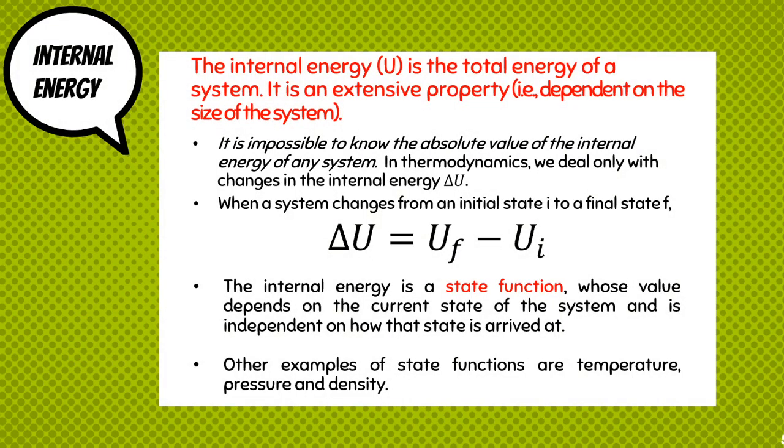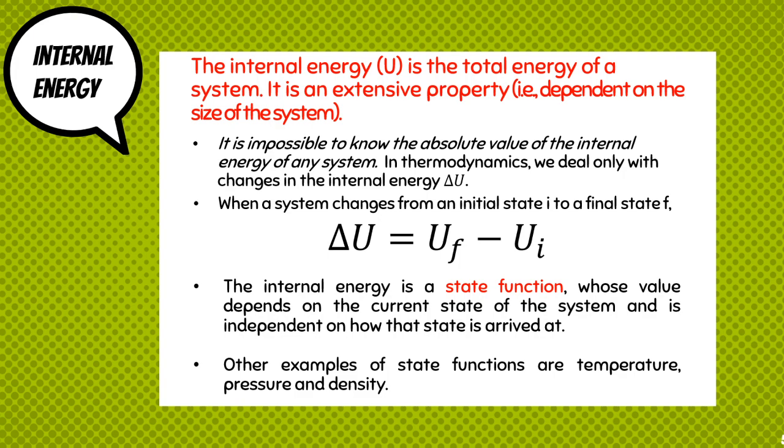So the internal energy, U, is the total energy of a system, and it is an extensive property, and as we have learned before, an extensive property depends on the size of the system. And because it's impossible to know the absolute value of internal energy, we always talk about the change in the internal energy, delta U, which means that it is the change from an initial state to a final state. That leads to the internal energy being a state function whose value only depends on the current state of the system, and it doesn't matter the path that it takes.